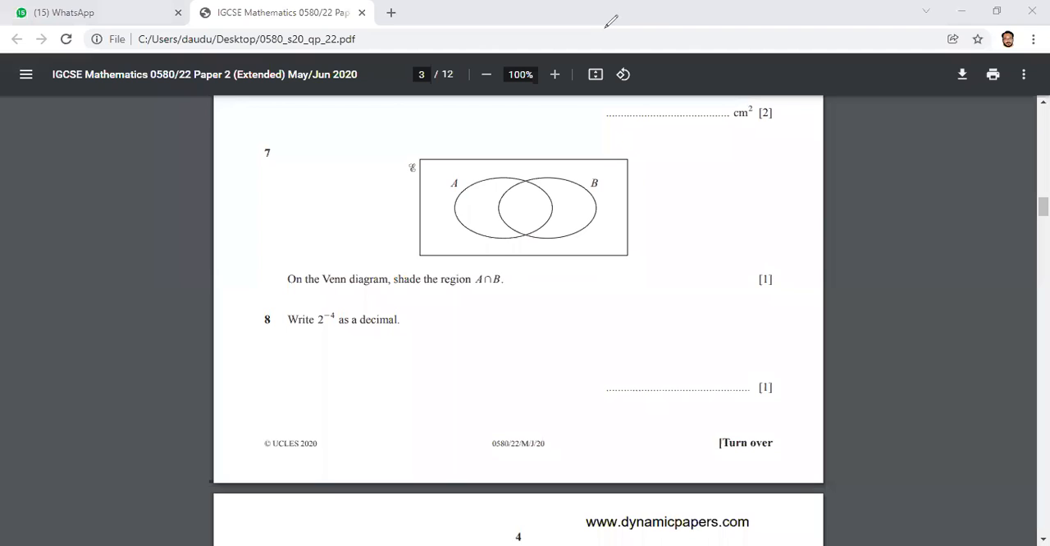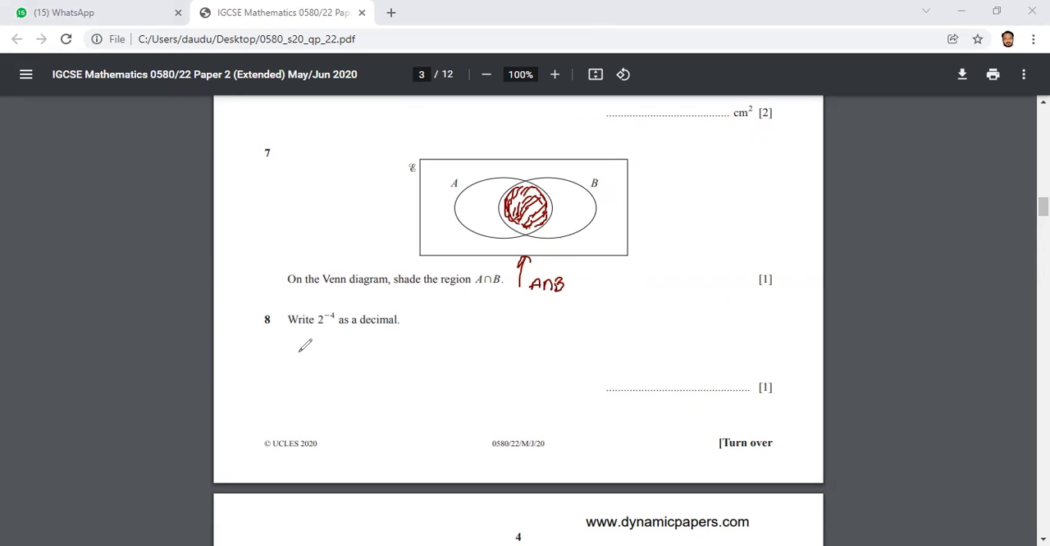The common part. Let me go with this color. This one. So you can shade this part. So basically, this part represents A intersection B. A intersection B, because that part comes in set A as well as set B. That's it.